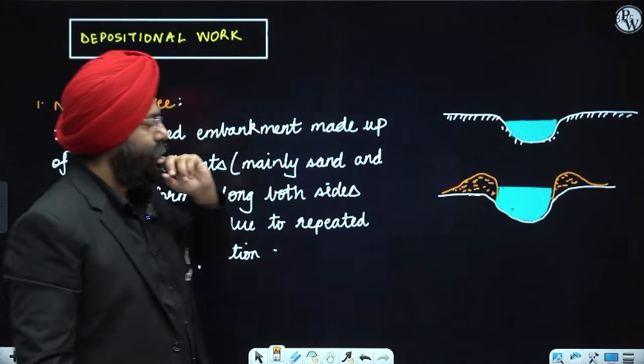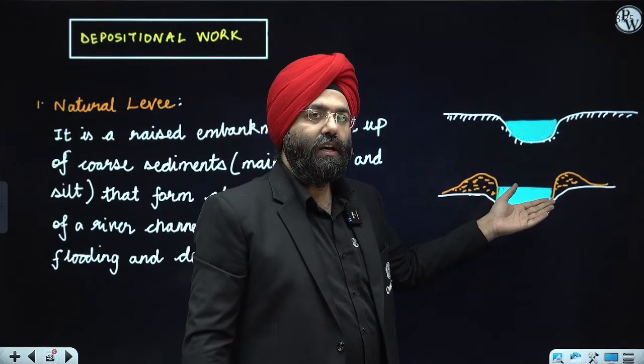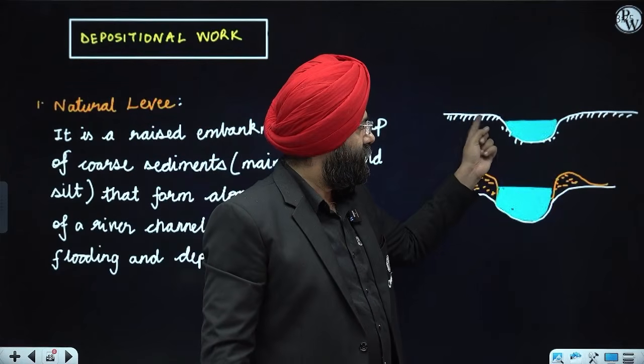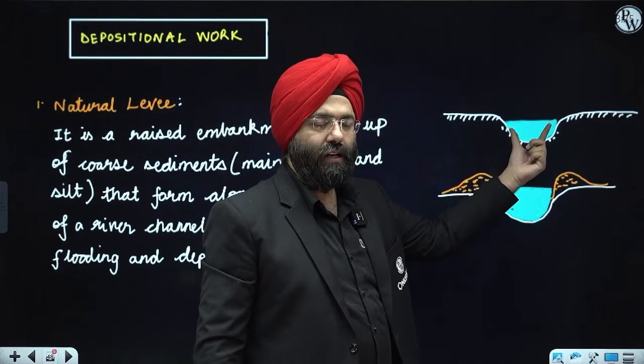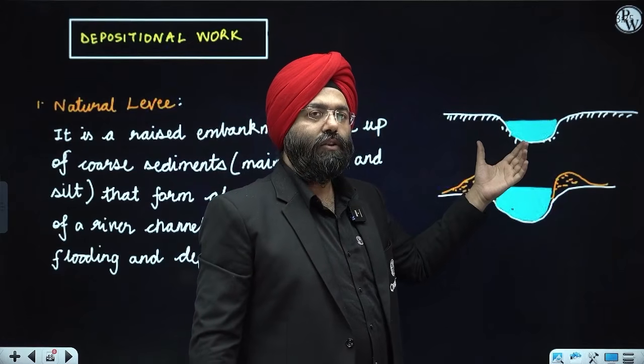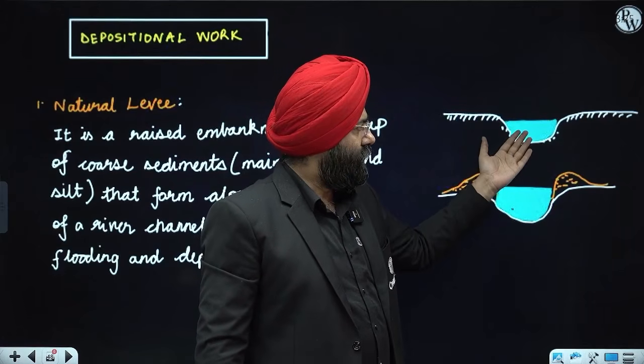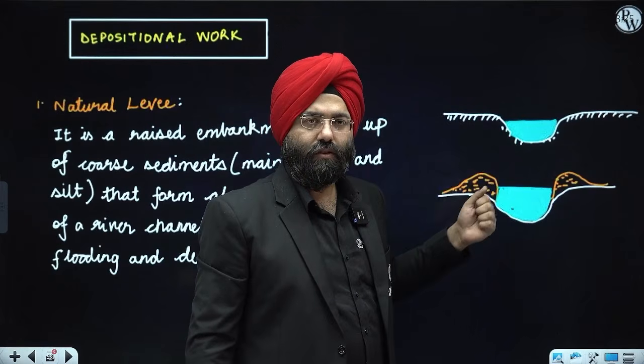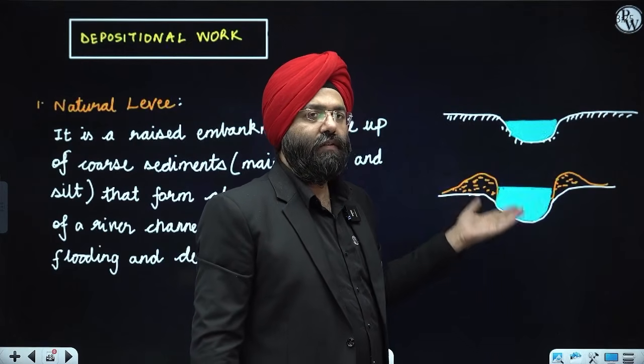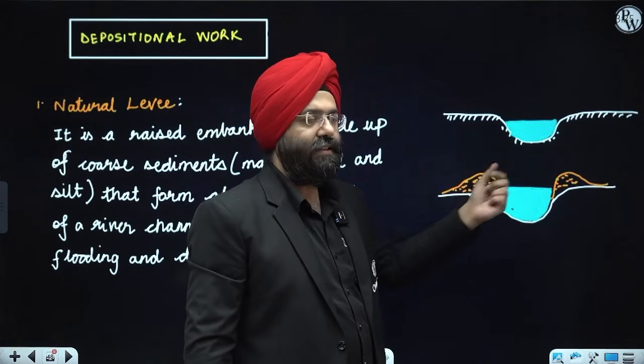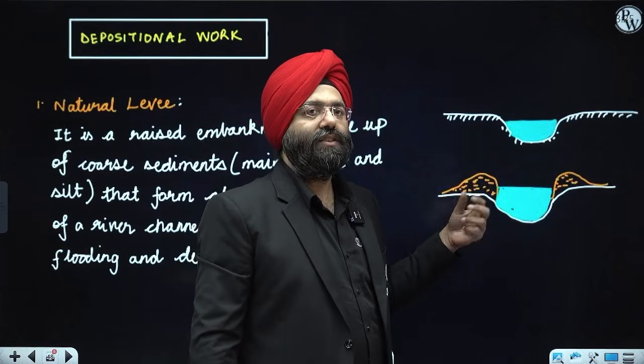What happens is normally when the river is flowing through its channel, you will realize that it carries a lot of sediments also. Sometimes when it floods, the level rises, so the sediments are deposited on the sides. Now, these depositions on the sides are known as natural levees, right?